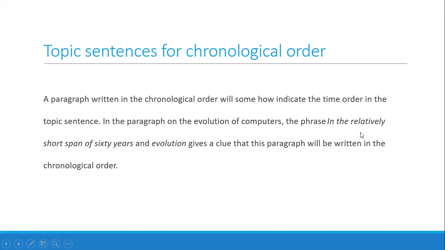Now if we look at the topic of the paragraph on the evolution of computers, the phrases like in the relatively short span of 60 years, and the word evolution gives a clue that this paragraph will be written in the chronological order. So the paragraph is based on a span of 60 years. How the evolution of computers happened within that particular 60 years, and how it is today, right? So it gives a hint to the reader that this is going to be a paragraph written in the chronological order.